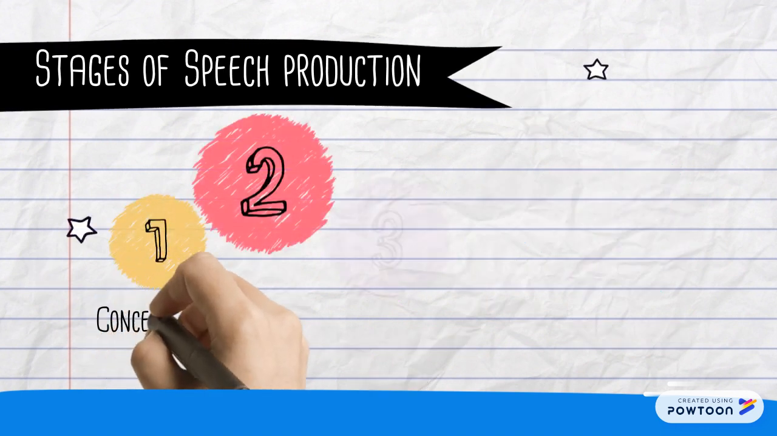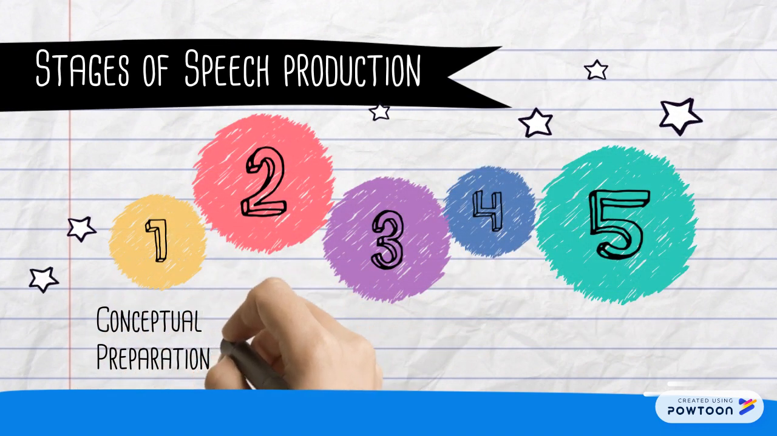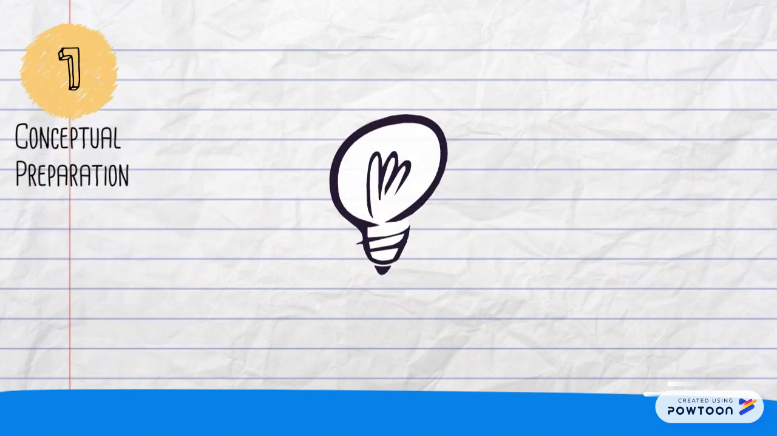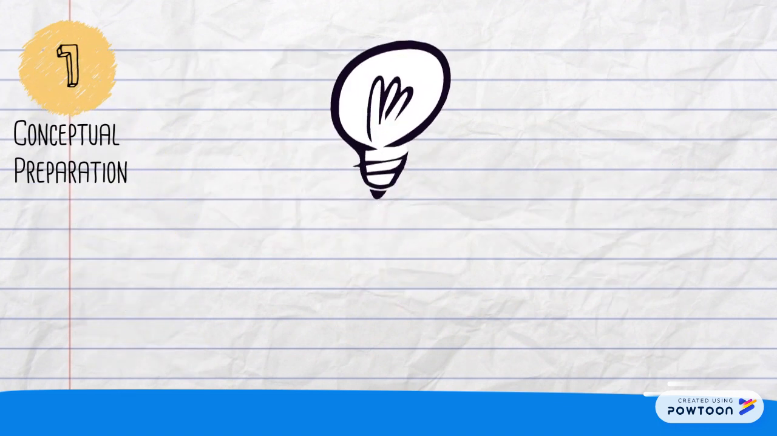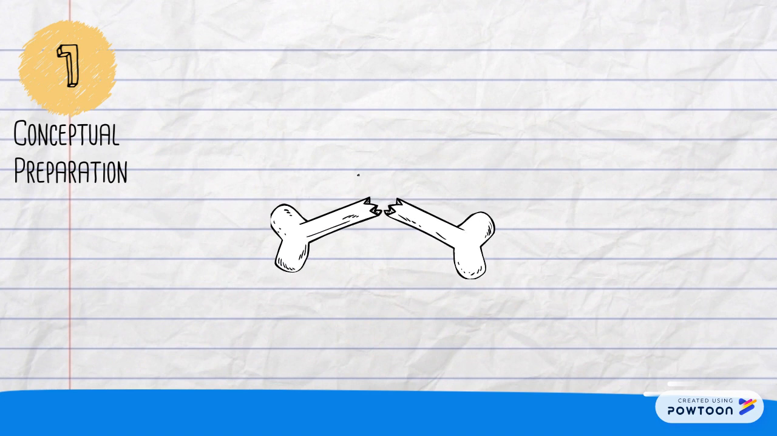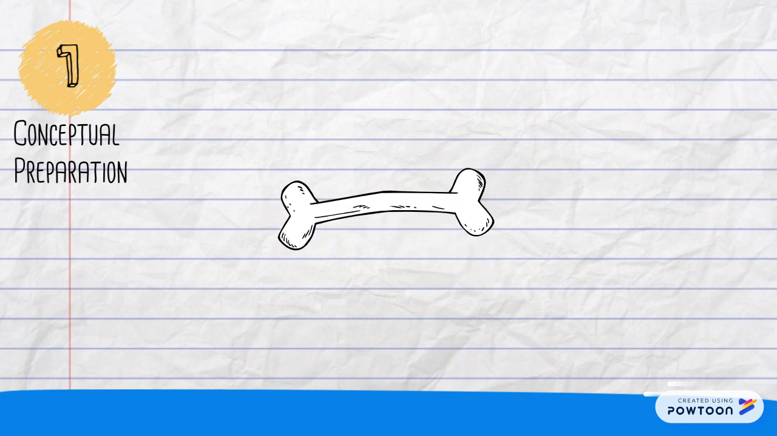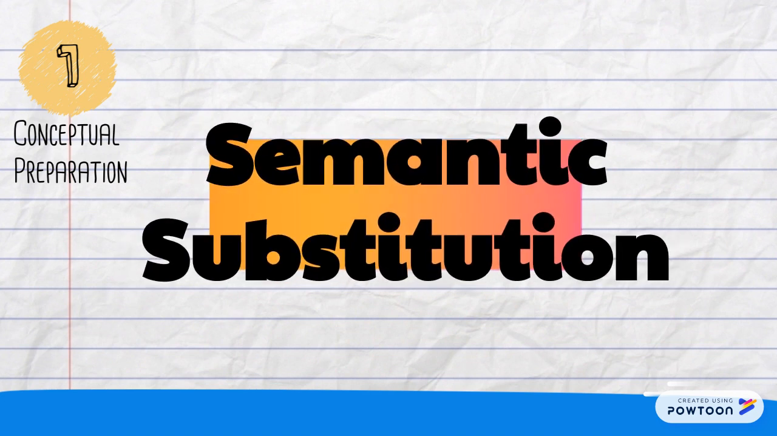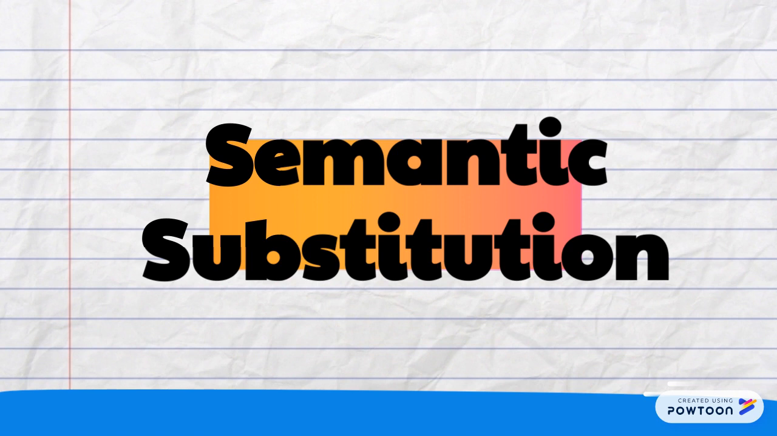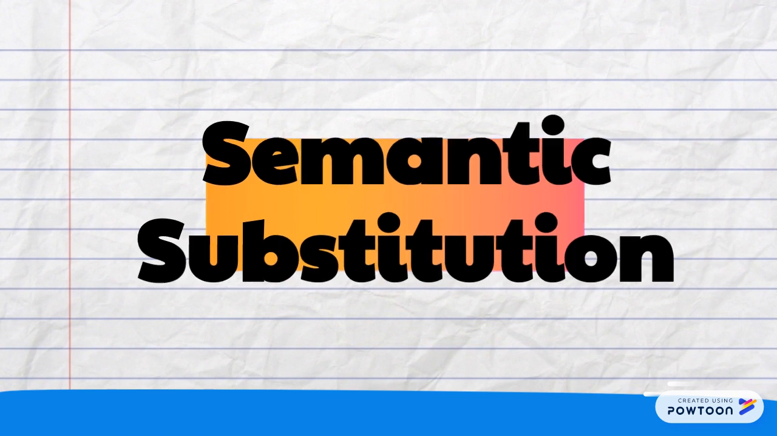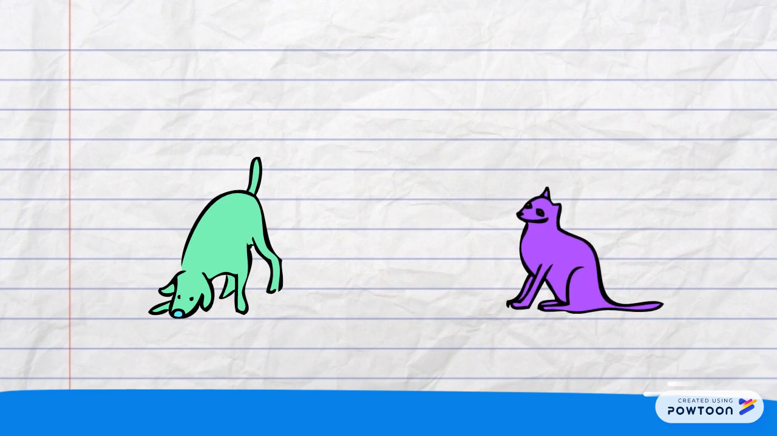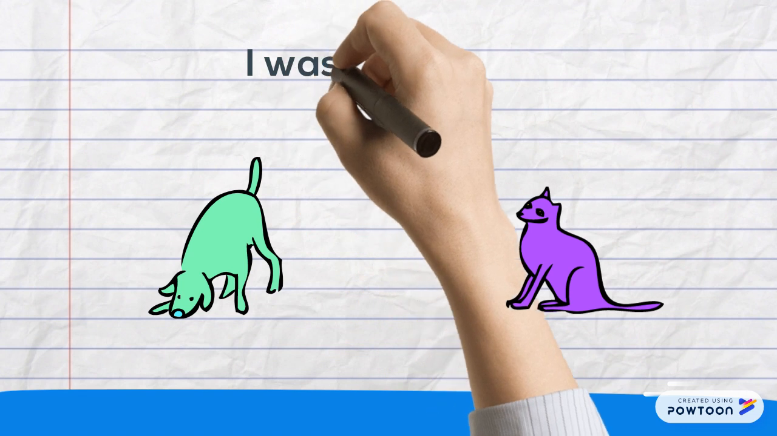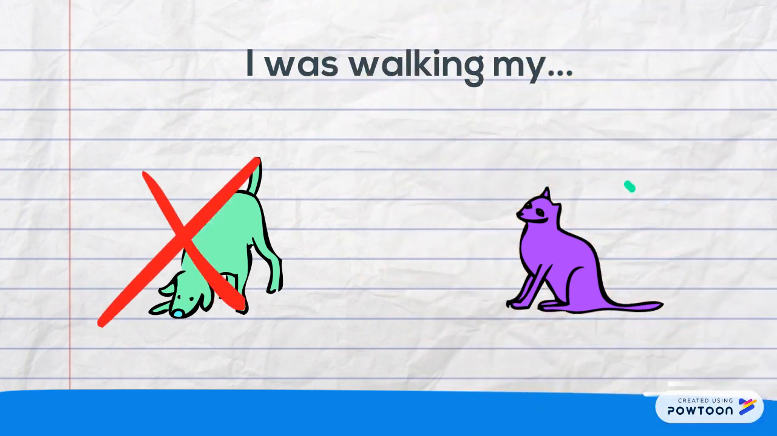The first stage is called conceptual preparation. This stage involves formulating the idea that you want to communicate. When a breakdown occurs at this level, it results in an error called semantic substitution. Semantic substitution is when you're trying to select a word, but instead you select a semantically related word. An example would be if you were trying to say, I was walking my dog, but accidentally said, I was walking my cat.